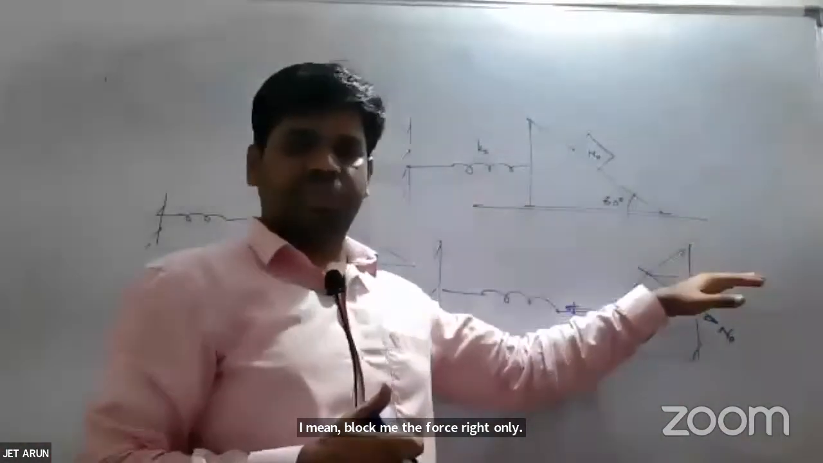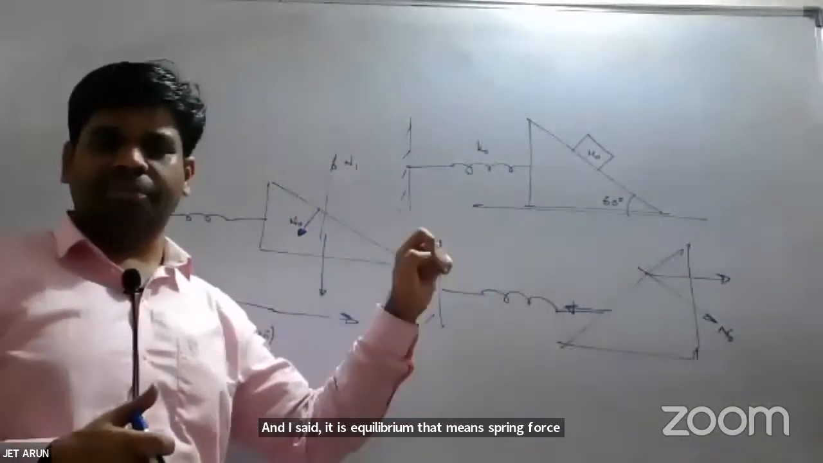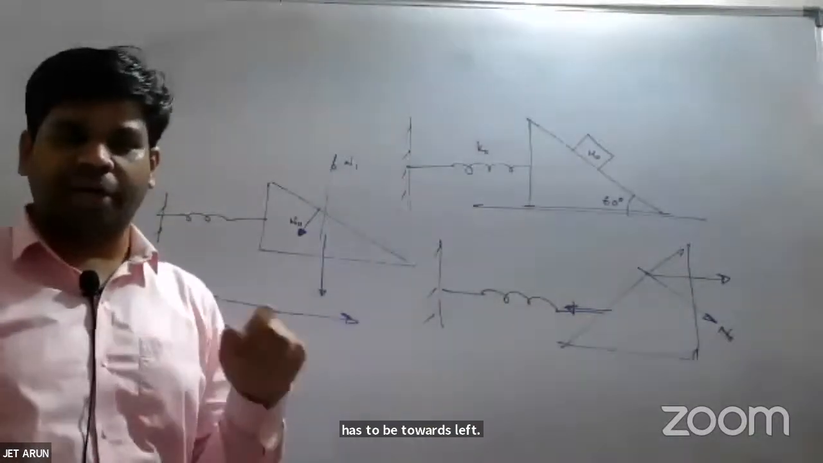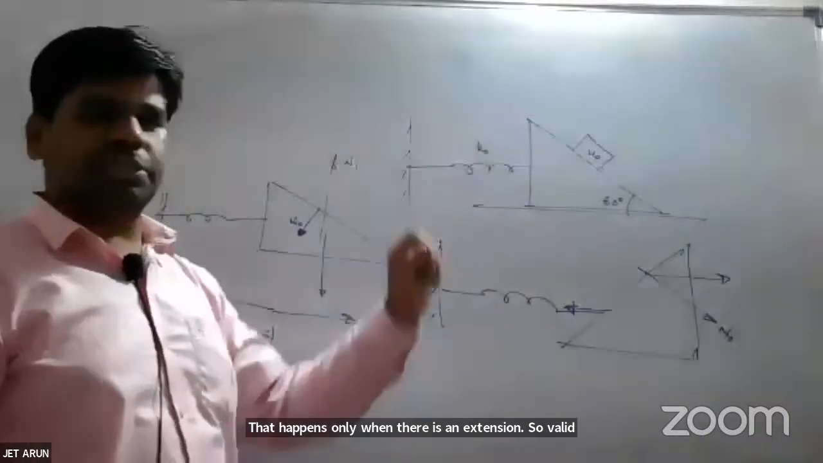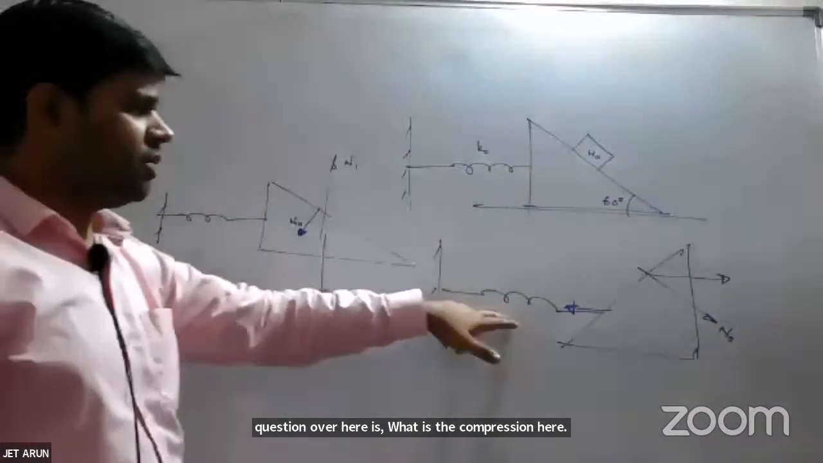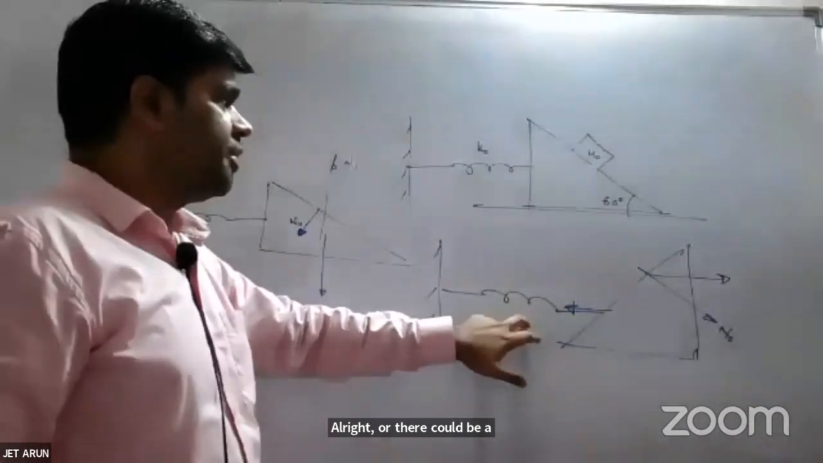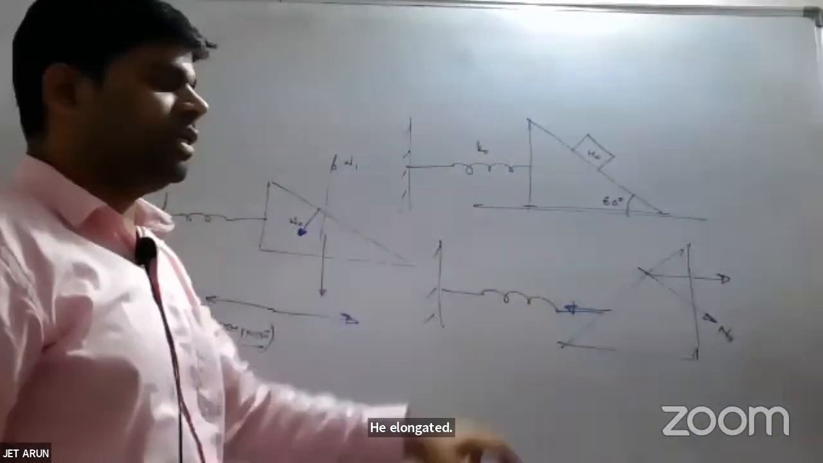The force on the block is towards right, and I said it's in equilibrium. That means spring force has to be towards left. That happens only when there is an extension in the spring. So valid question is, what is the extension in the spring here? Valid question over here is, what is the compression in the spring here? All right, or there could be a question, is the spring elongated or compressed? Here elongated, here compressed. So the follow-up question would be, what is the compression, what is the elongation?